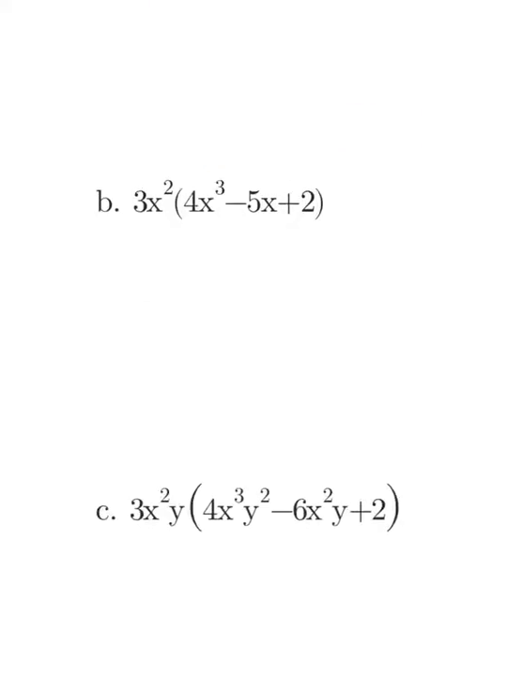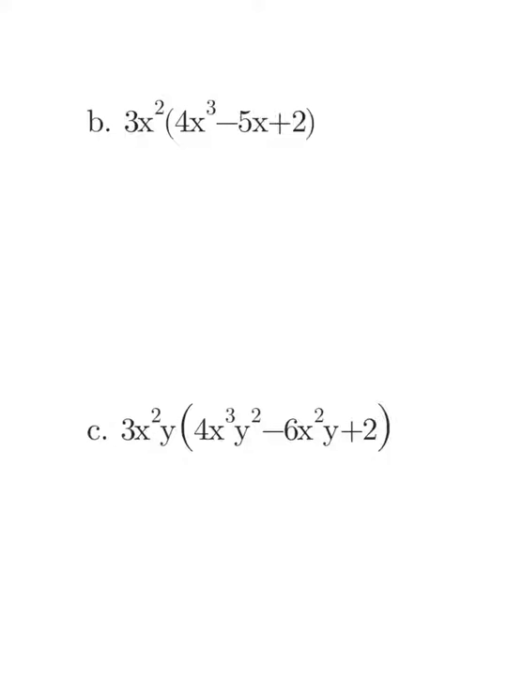For our next example, B, we have 3x squared times 4x cubed minus 5x plus 2. So same thing again, I'm going to go ahead and distribute. I get 3x squared times 4x cubed minus 3x squared times 5x plus 3x squared times 2.